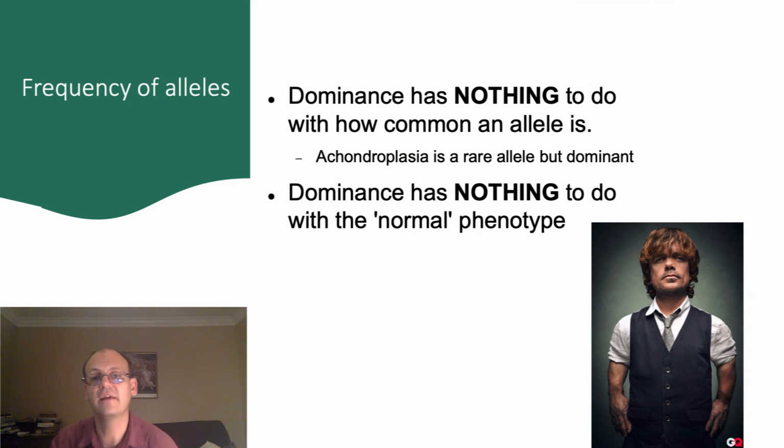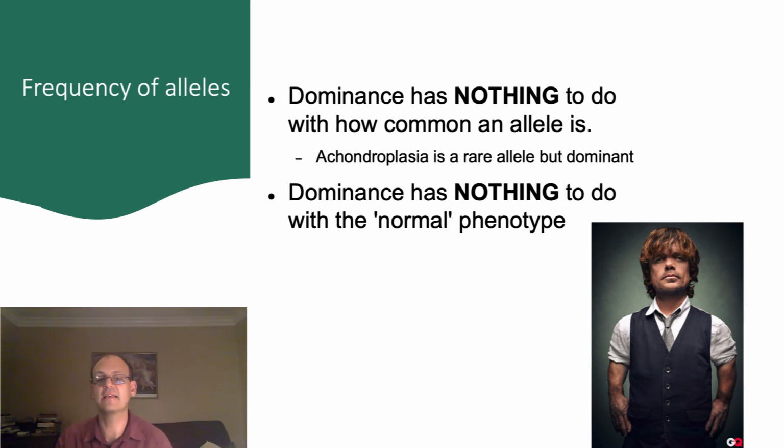Before we leave the idea of dominance, I wanted to briefly talk about what dominance is not. First of all, dominance has nothing to do with how common an allele is in a population. For example, the allele that causes achondroplasia and gives some people short stature is dominant. Therefore, heterozygotes will show the achondroplasic phenotype. However, the allele is very rare in the population, and so few people have the disorder.